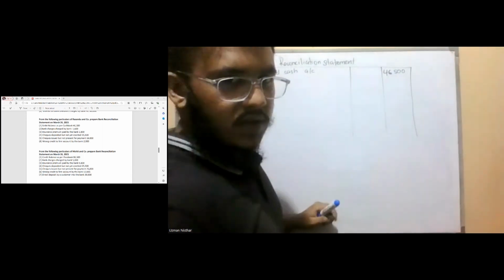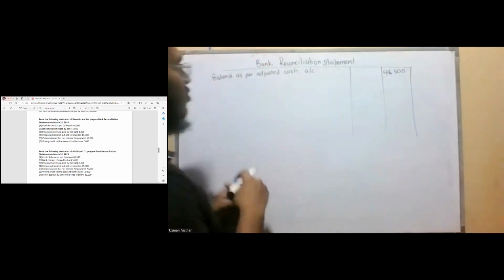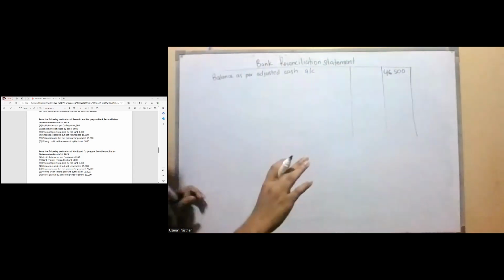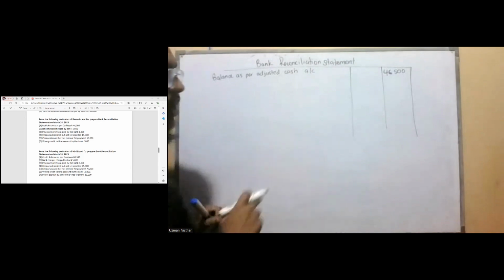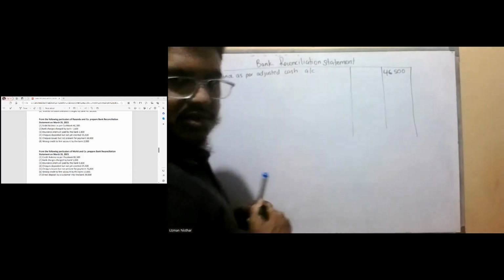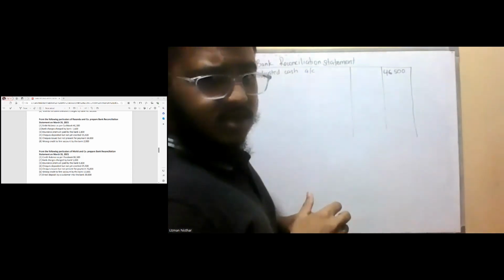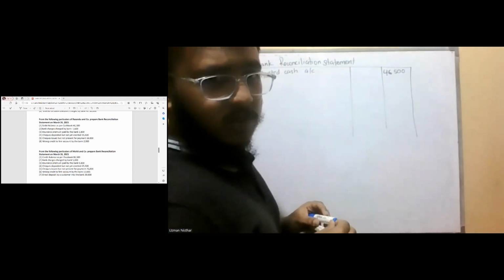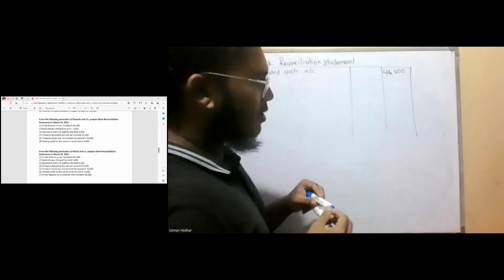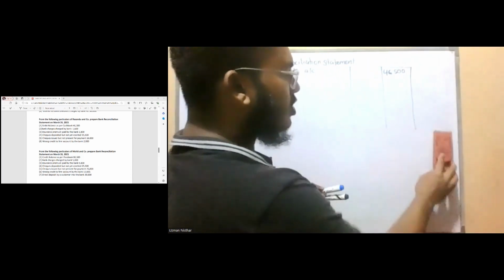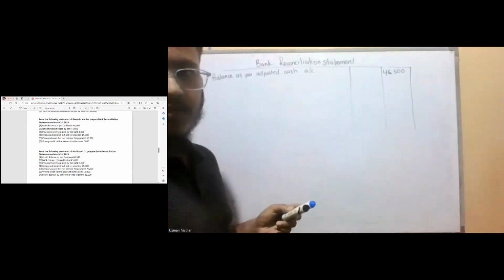Next we have bank charges. They have required only the bank reconciliation statement, so no need to prepare the adjusted cash account. Their requirement is only to prepare the bank reconciliation statement. So next one we have bank charges, so that's not included. Insurance premium, that's a standing order payment. I explained to you about the insurance, like standing order payments. So insurance premium also comes under that.